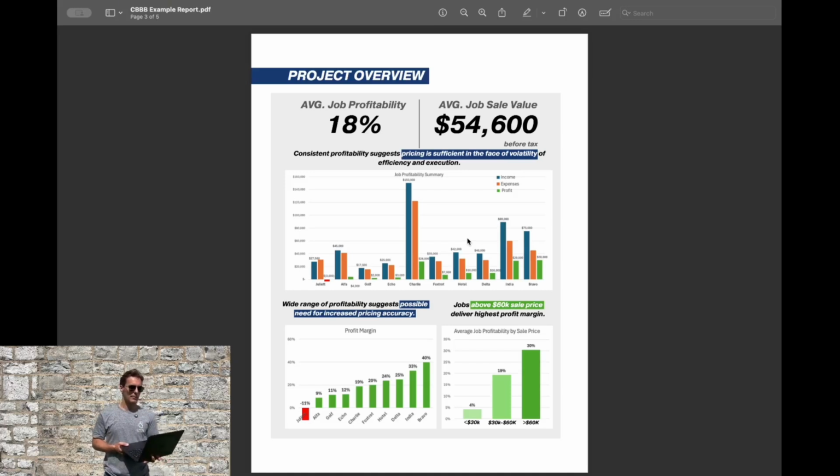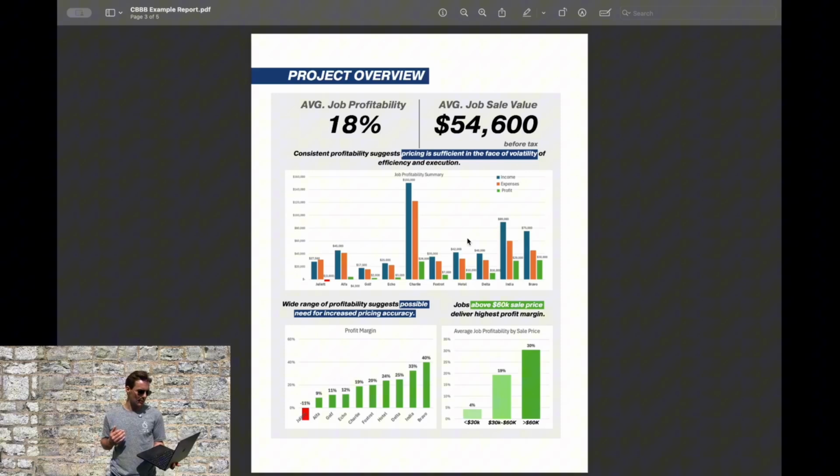At the top here, you have the big numbers. You can see your average job profitability is 18%. The average job value is $54,600. These metrics are essential for you to know when you're pricing jobs. You can determine what jobs are the most and least worth your time.